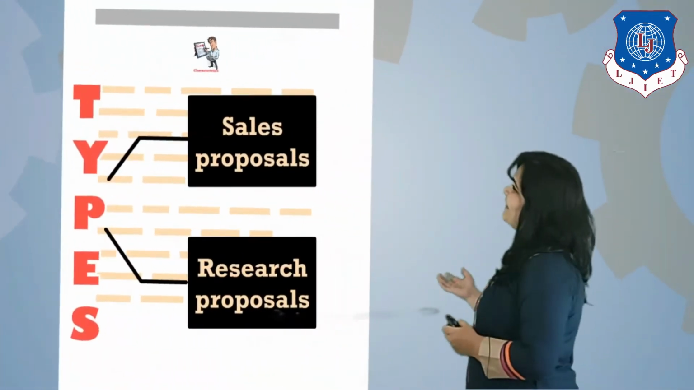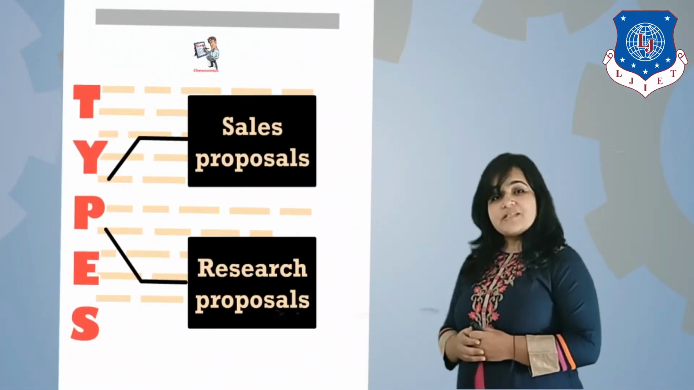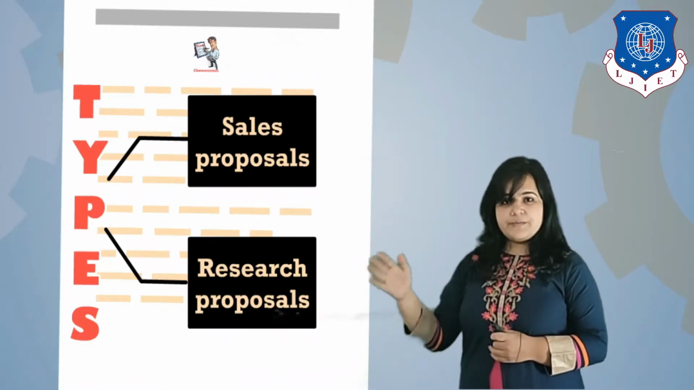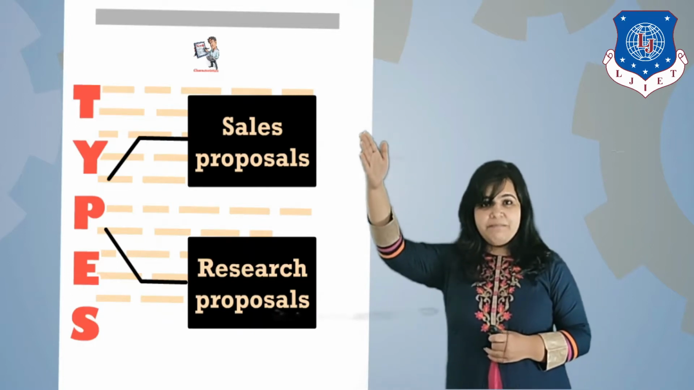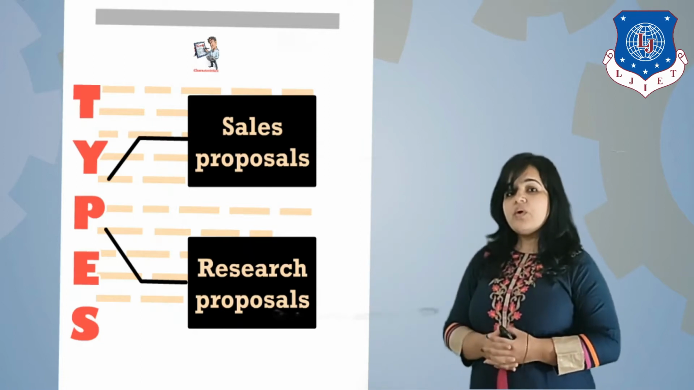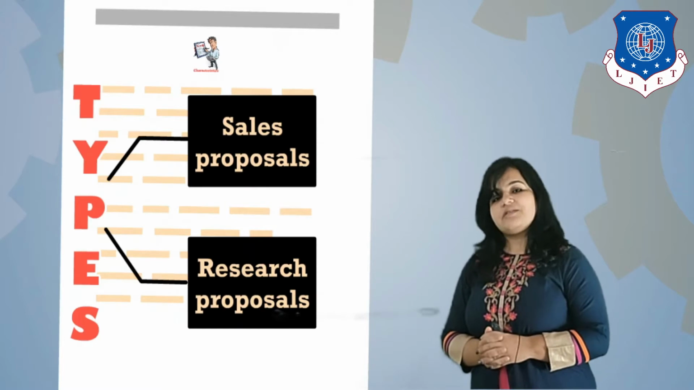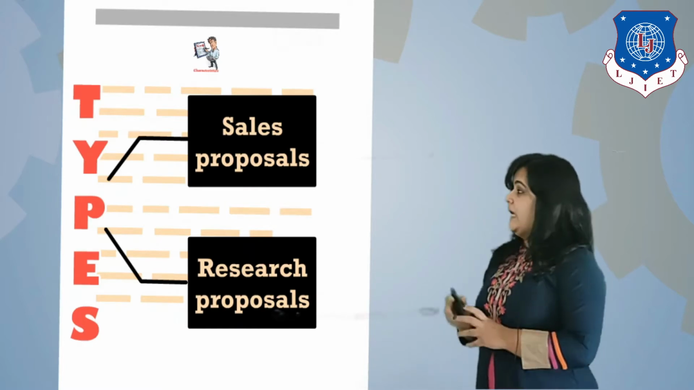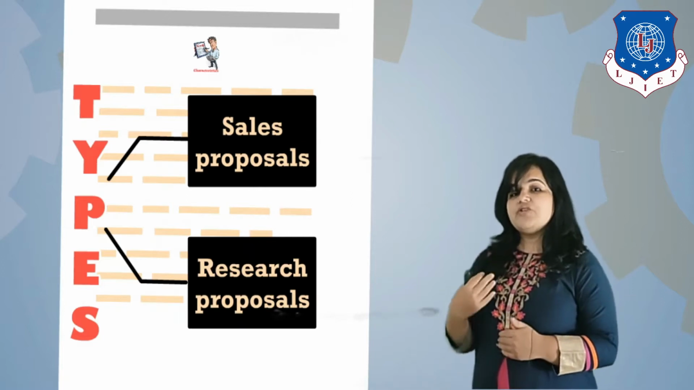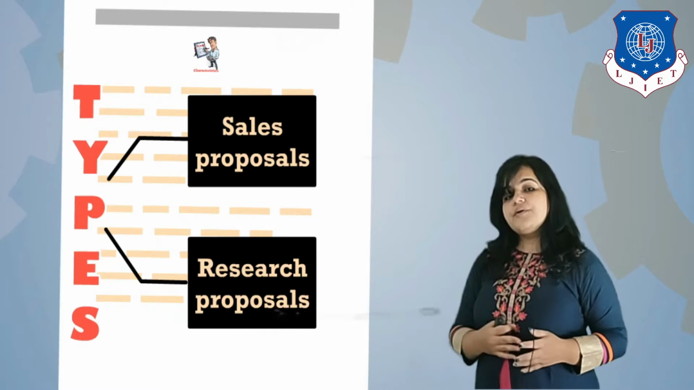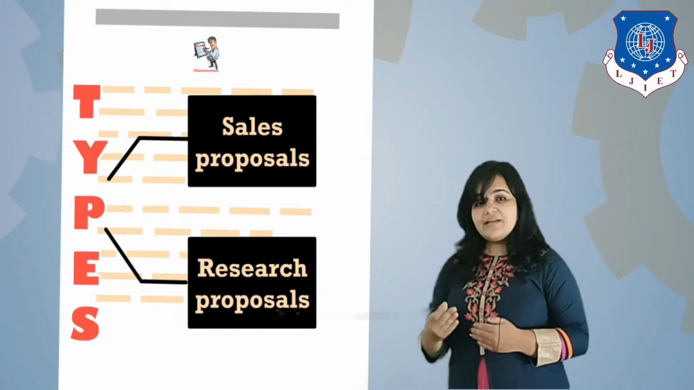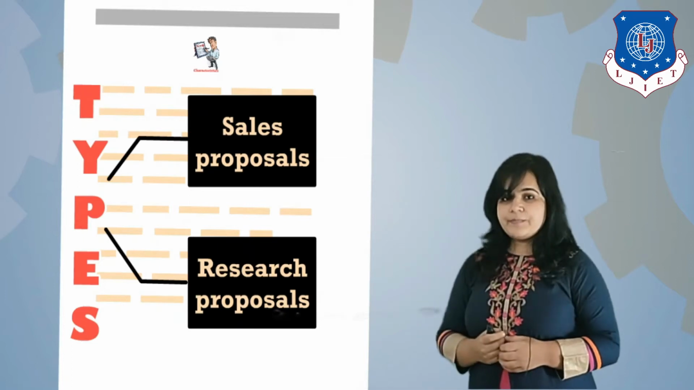Let us see what are different types of proposals. Proposals are basically of two types: sales proposals and research proposals. Sales proposals are generally business proposals where you propose doing business or selling some product or service, as I already told you. In sales proposals, you would try to establish a rapport, and here you would try to make sure that your product or service is better than others, and that is why you are selling it.